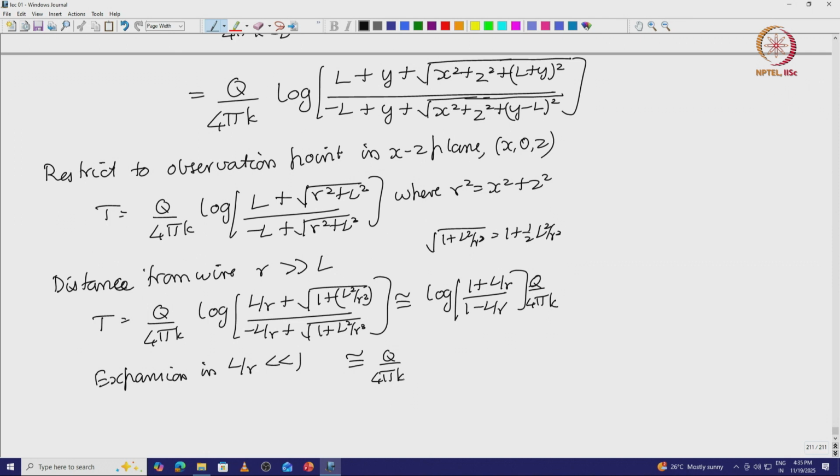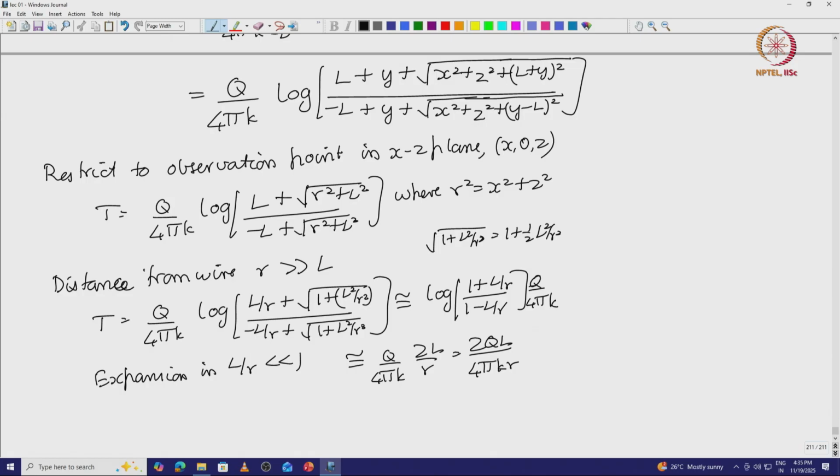And that is equal to q by 4 pi k. Log of 1 plus x is x, log of 1 minus x is minus x. So, I will just get 2 L by r, which is equal to 2 q L by 4 pi k r. So, that is what I get when the distance from the wire is much larger than L. If the distance from the wire is much larger than L, then the solution that I should get should be the same as a point source.